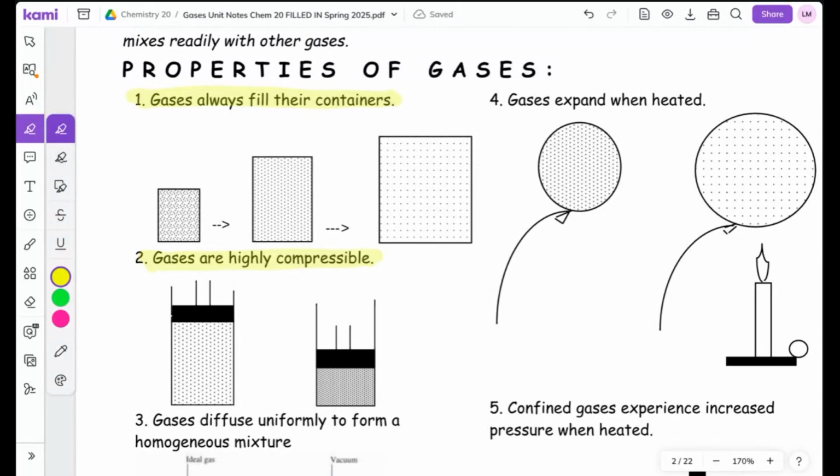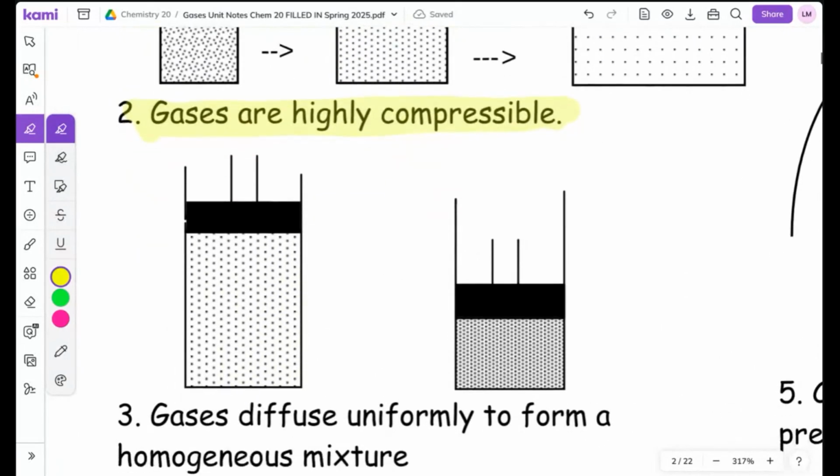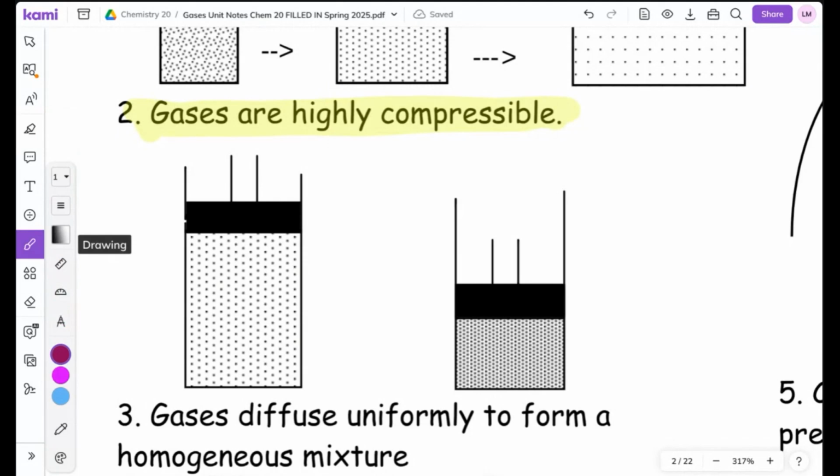So what that means is if you initially put a gas into a larger container, you can decrease the size of that container to kind of squish the gas molecules together. And the reason why we can do this is because gases are made up of mostly empty space. That's why you can compress them. So let's just write that as a little note here. Because gases are mostly empty space.